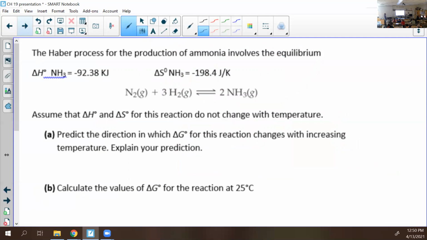All right, here we go. So it's time for practice. The Haber process has come back. The Haber process for the production of ammonia involves the equilibrium of that. So it gives you delta H, it gives you delta S. It gives you the equation. It says assume that delta H naught and delta S naught for this reaction do not change with temperature, which is false, but we don't care. It tells us not to worry about them changing.